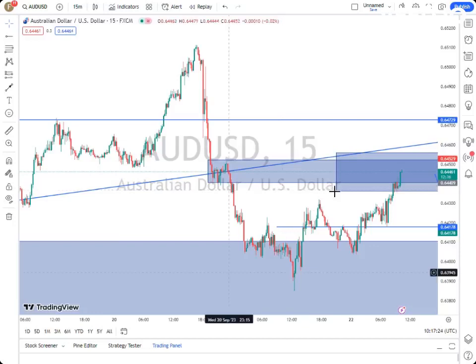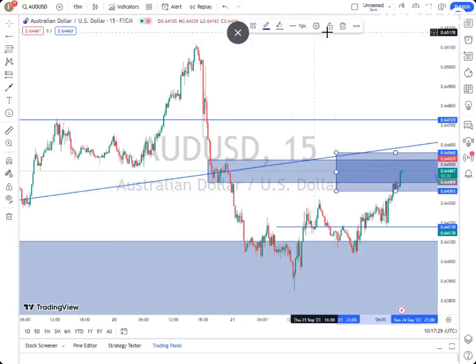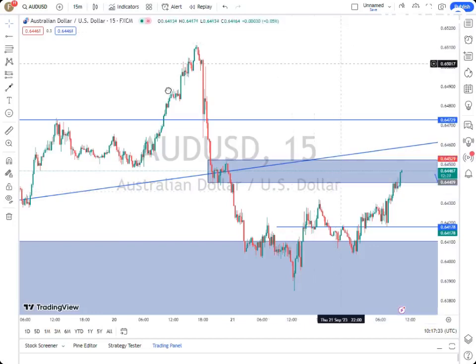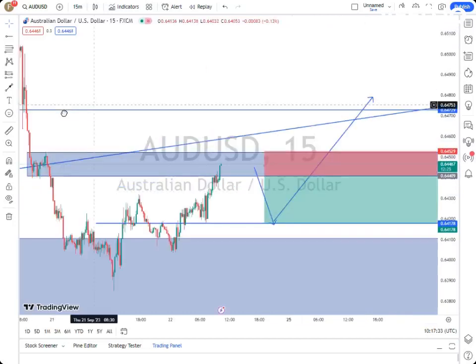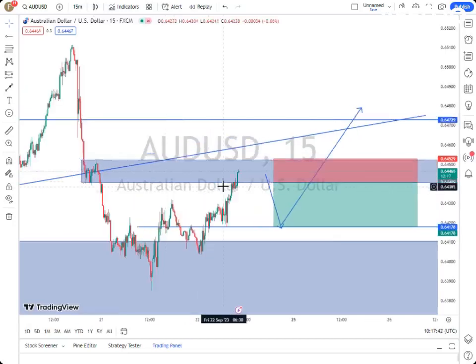So back to what I was saying. You can see that AUD at this point, this is a very good kind of trade setup I normally look out for when trading the forex market, especially AUD.